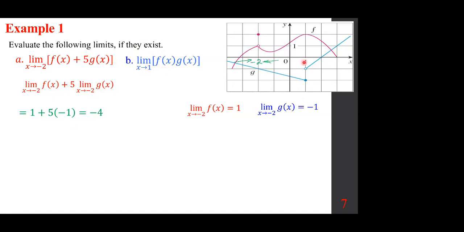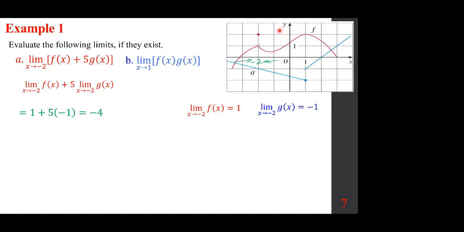So here's number 1, from the left and from the right. The left takes us here. The right takes us to the same spot. So I hope you see that the limit of f of x as x approaches 1 from the left and right has the same value, namely 2.